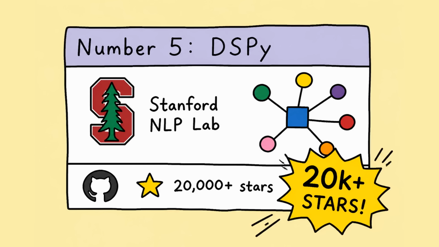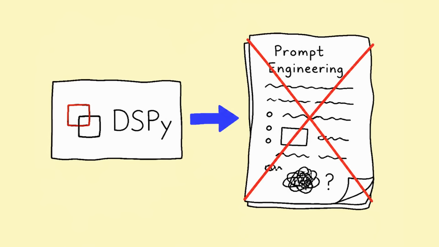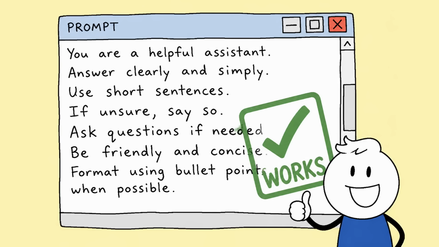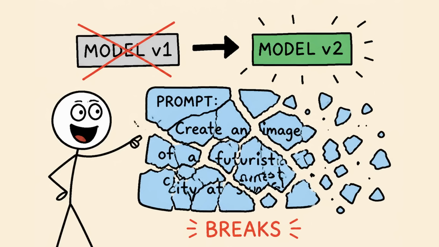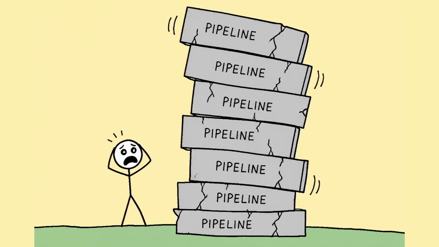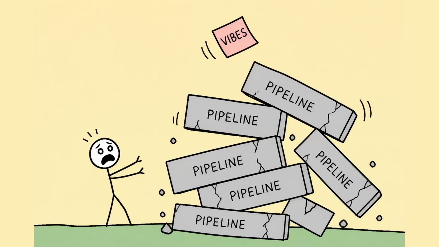Number 5, DSPy, out of Stanford's NLP lab, north of 20,000 stars. And it attacks the thing every builder secretly hates, prompt engineering. So here's the pain. You handwrite a prompt, you tune it for hours, it works. Then the model version changes and your carefully crafted wording just breaks, because it was tuned to quirks of the old model. Your whole pipeline's a stack of brittle strings held together by, I don't know, vibes.